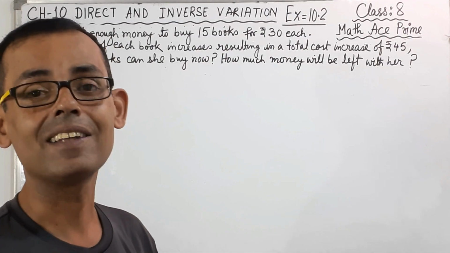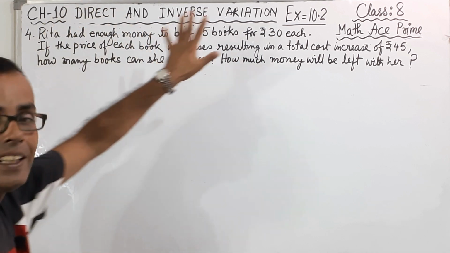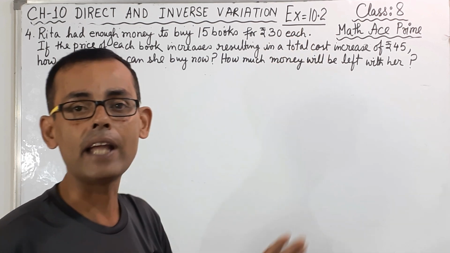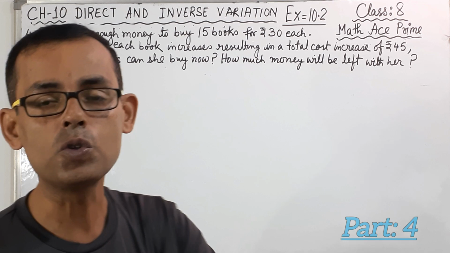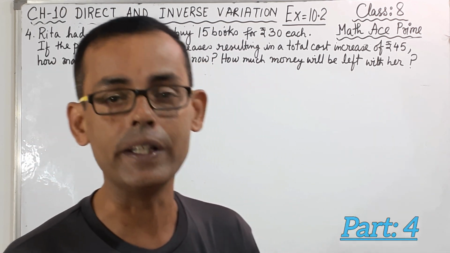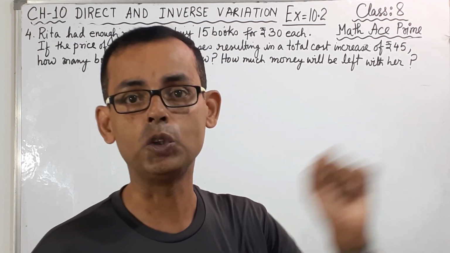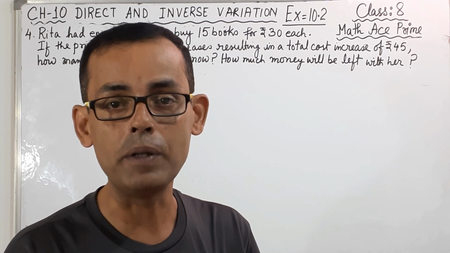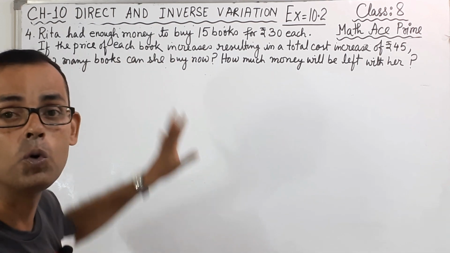Now today, class 8 students, we are again going to continue with chapter 10, direct and indirect variation. And today we are going to continue again with exercise 10.2, and today's part is part 4. Those who have not watched the previous parts, that is from part 1 to part 3, I have shared the link at the end of the video. So do watch those parts, or you can check the playlist and watch it, so that your concept will be much more clear and it will help you to solve these sums more easily.